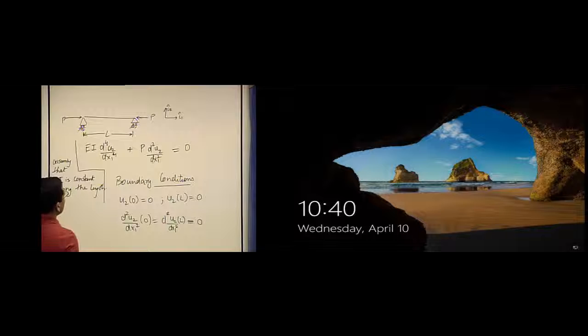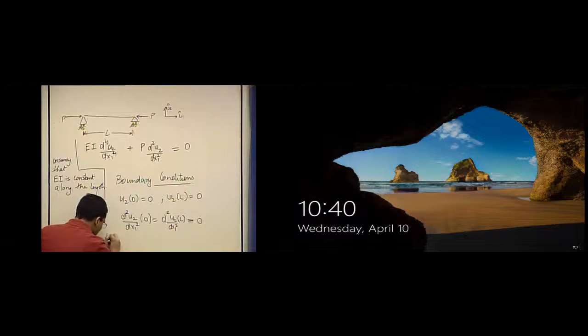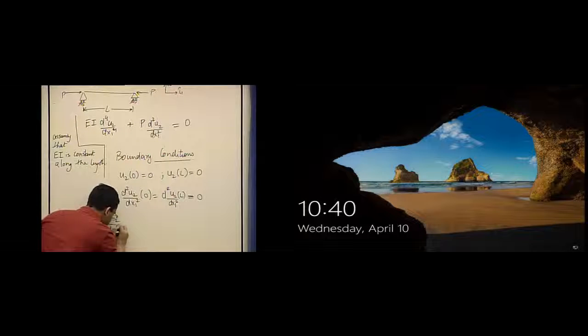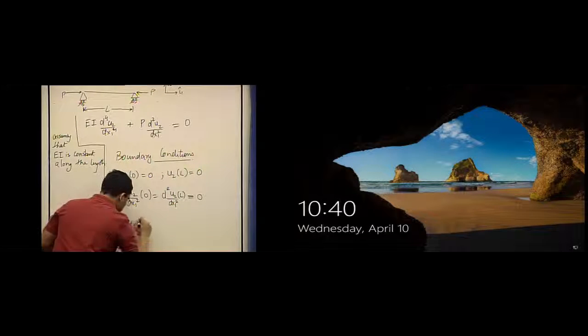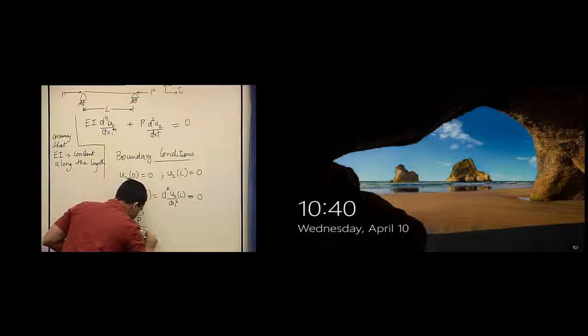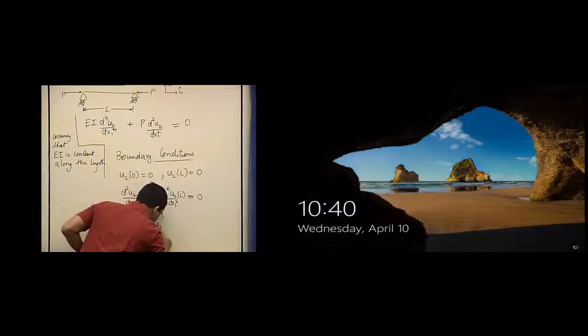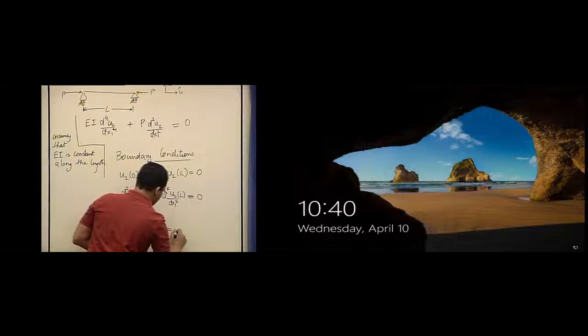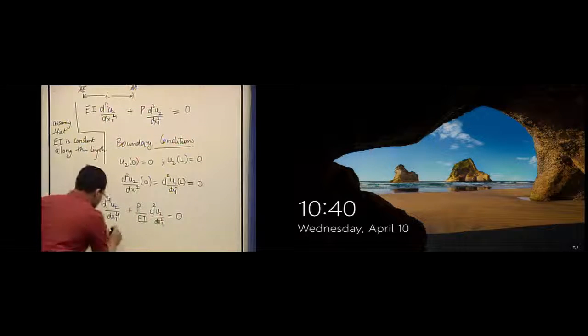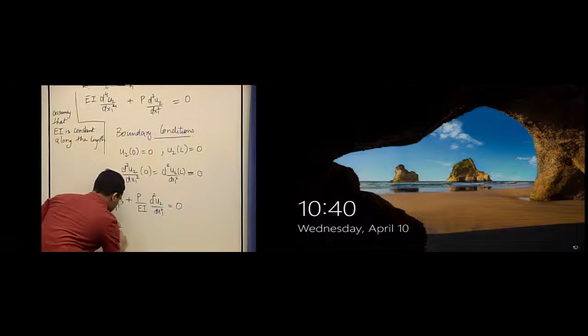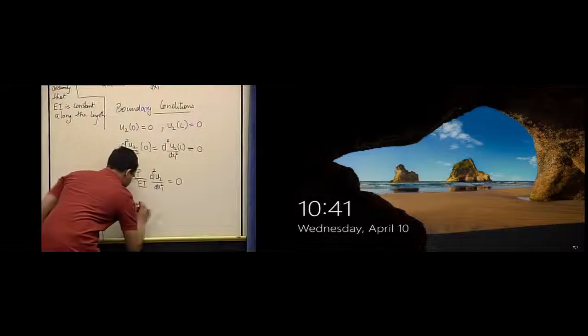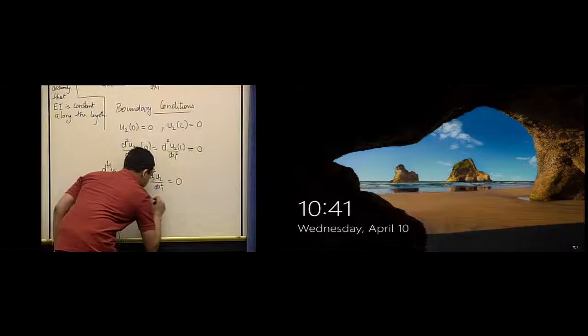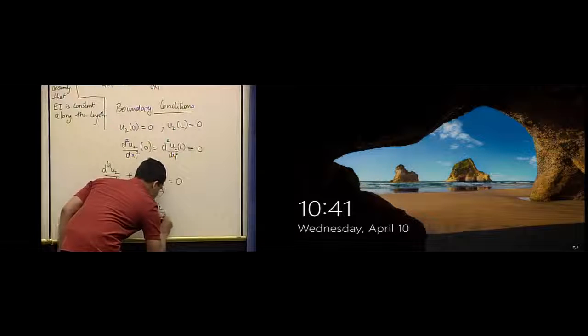So let's look at the governing equation and try to simplify it. We can rearrange some terms and write it as the fourth order derivative of u2 with respect to x1 plus P over EI times the second order derivative of u2 with respect to x1 equal to 0, which we can rewrite as the fourth order derivative of u2 with respect to x1 plus k squared times the second order derivative of u2 with respect to x1.